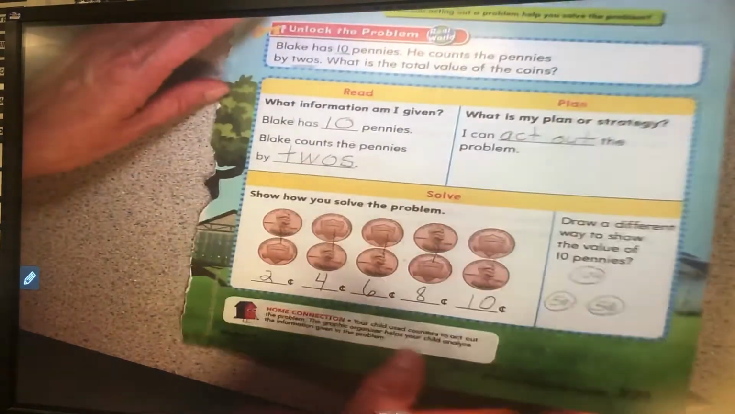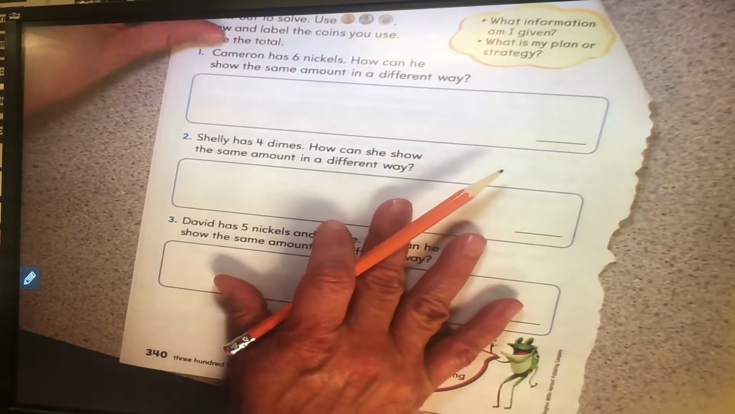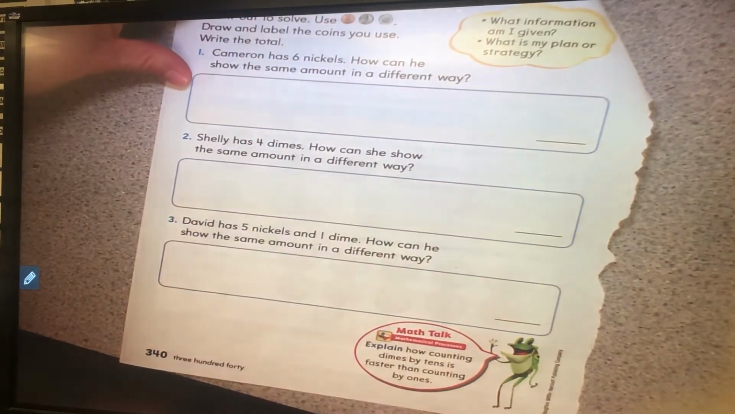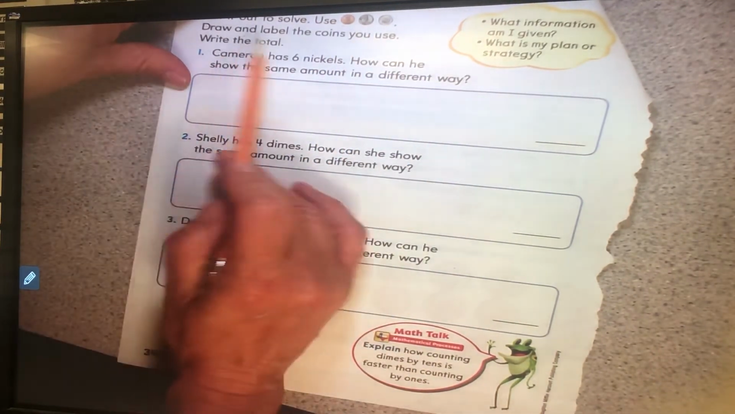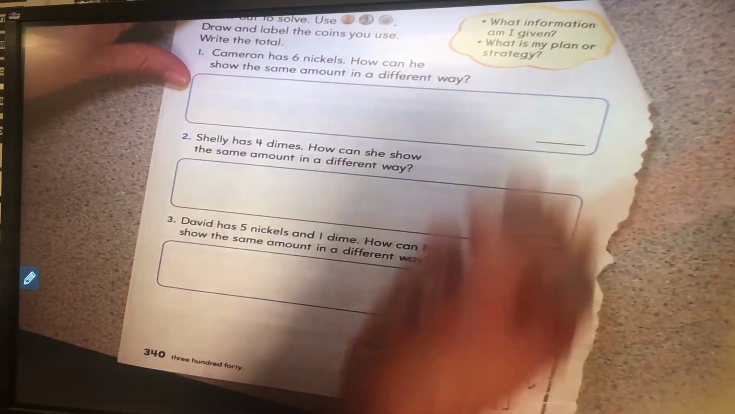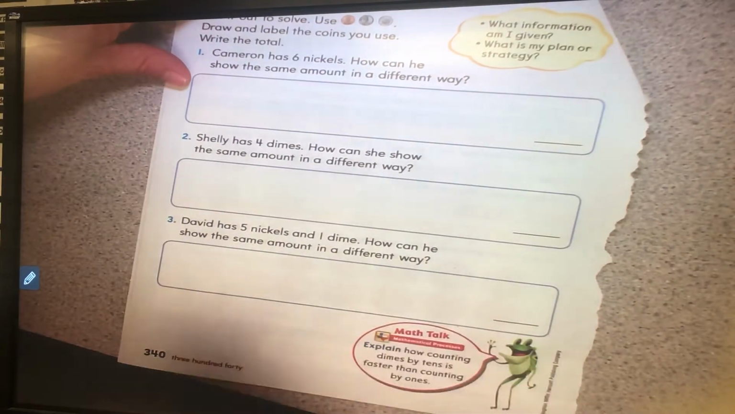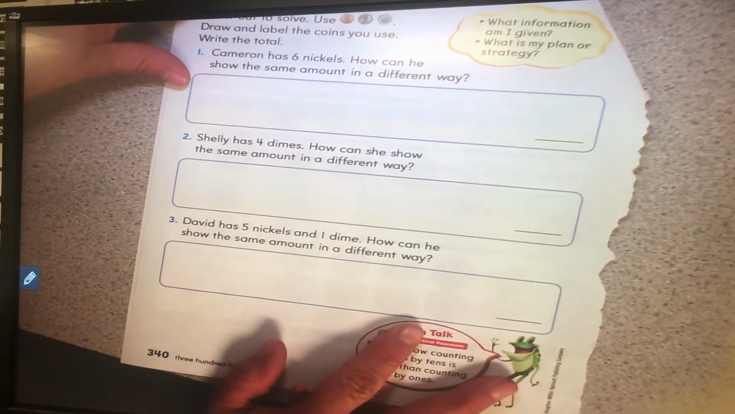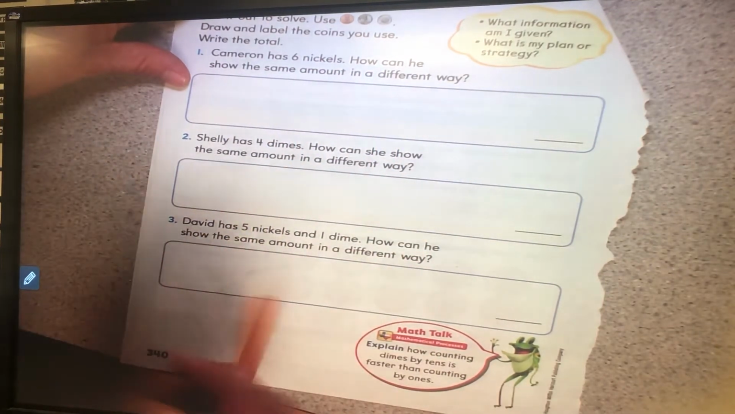All right, let's go to page 340. It says to act it out to solve using pennies, nickels, and dimes. Draw and label the coins you use. Write the total. Now, boys and girls, if you have some nickels, dimes, and pennies at home, you can act it out using the real nickels, dimes, and pennies, and then you can draw what you did. There is more than one answer to this question. I'm going to show you one example, okay, to these questions.